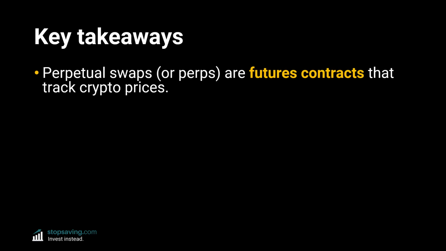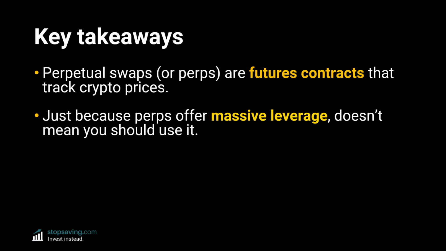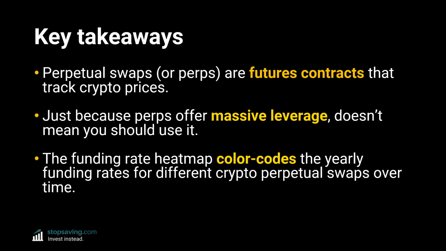Number 1, perpetual swaps or perps are futures contracts that track crypto prices. They're perpetual, so they never expire. 2, just because perps offer massive leverage doesn't mean you should use it. Don't be like Bob. And finally, number 3, the funding rate heatmap color codes the yearly funding rates for different crypto perpetual swaps over time. The more orange you see, the more cautious you should be.